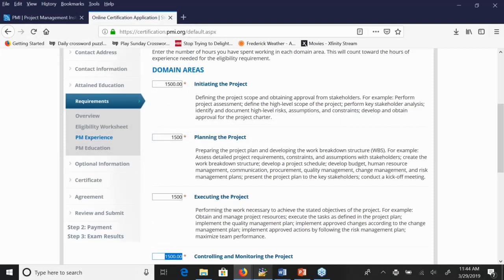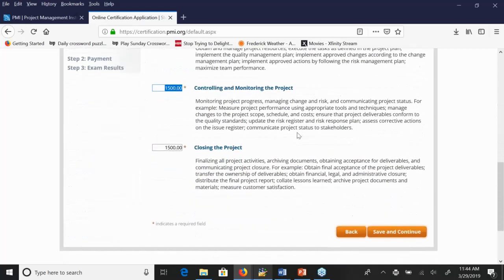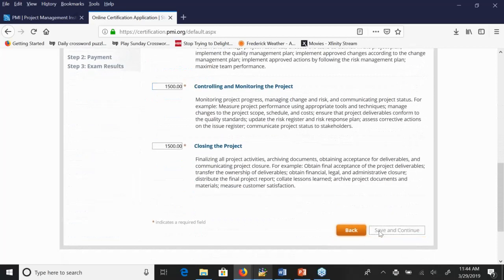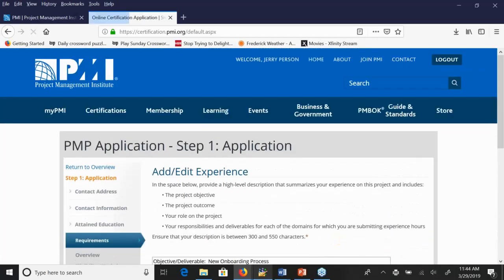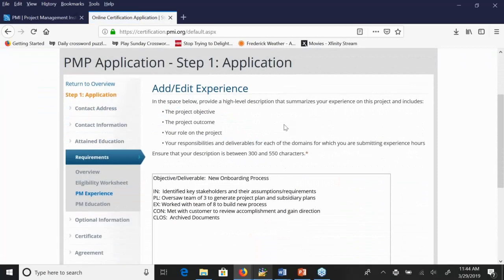This stuff matters. Where does it matter? And when does it matter? It matters on the next page. So we're going to save and continue. Then we're going to march forward to this.